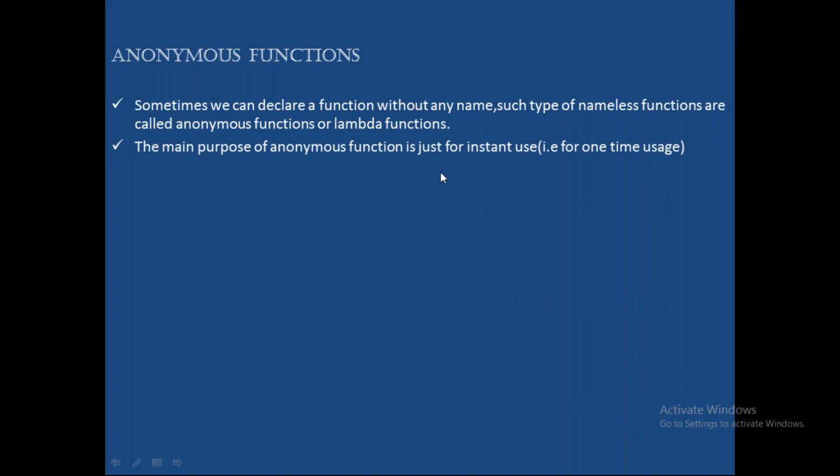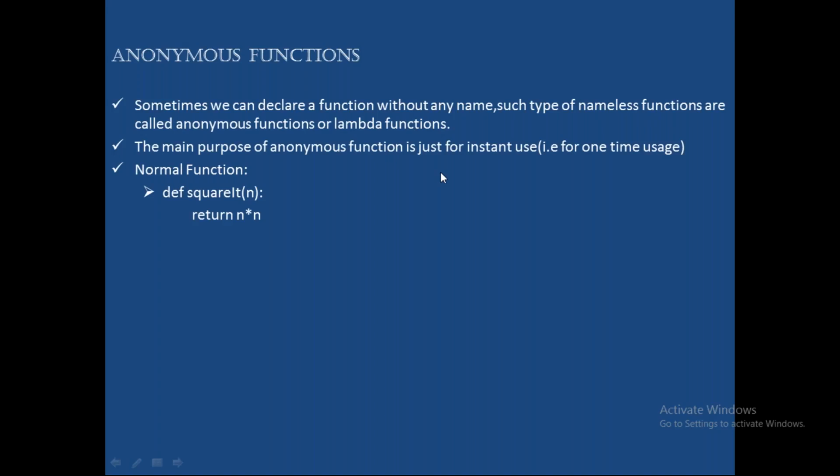Instant use means, maybe you want to convert lowercase letters to uppercase only one time, but you want to do it for 100 values. For this instant, you want to use it for multiple values, so you need a function. But it's not a normal function, it should be a lambda function, or you can call it an anonymous function.